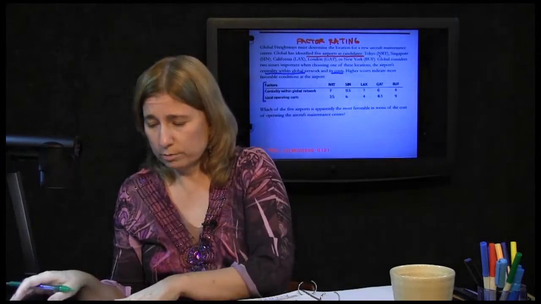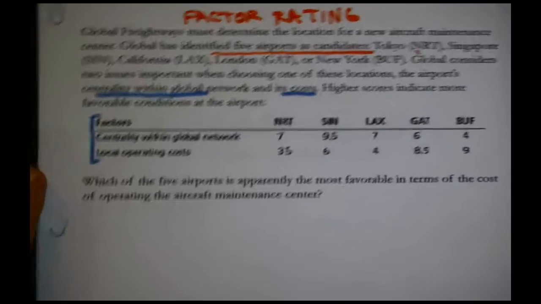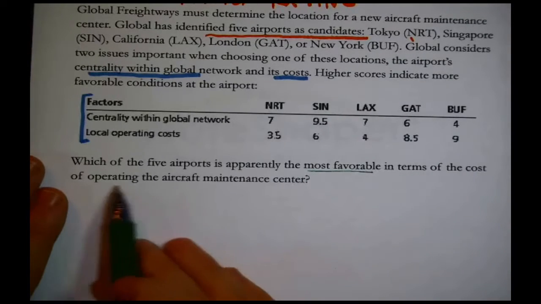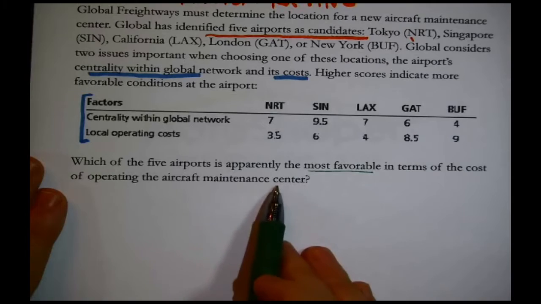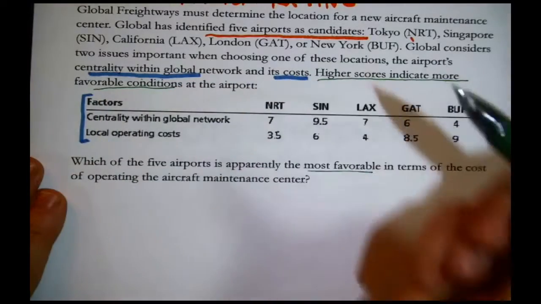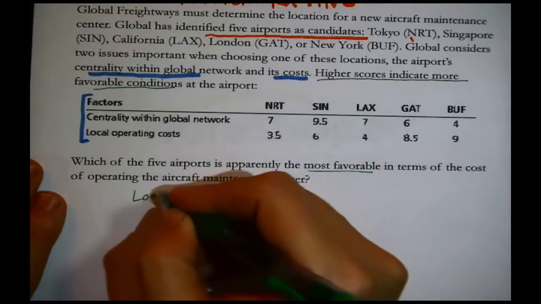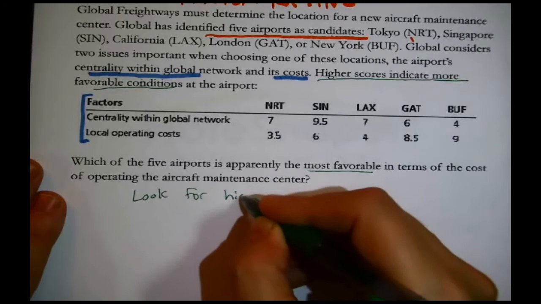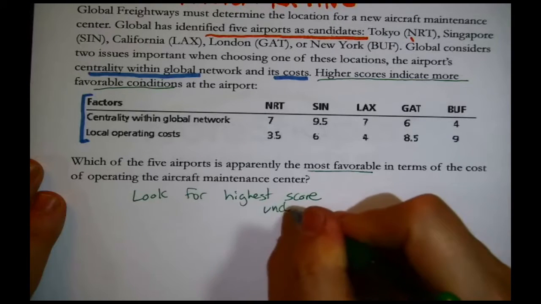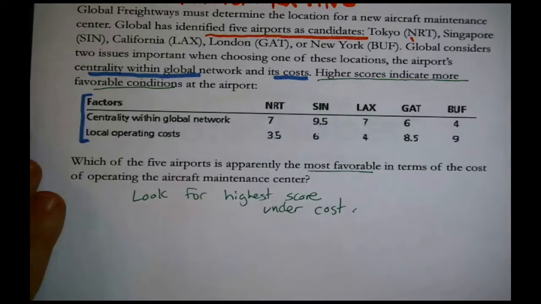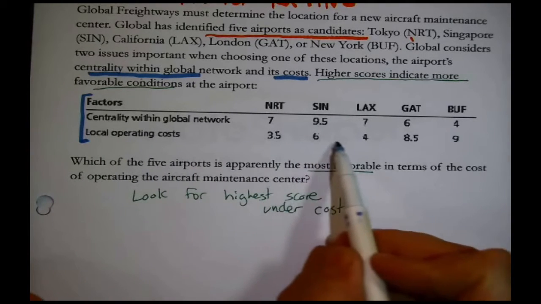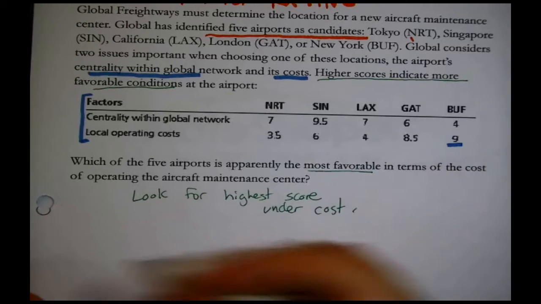Now, what are the questions? Which of the 5 airports is apparently the most favorable in terms of the cost of operating the aircraft maintenance center? Now, higher scores, we were told, indicate more favorable conditions. This simply means look for the highest score under cost. That's it. Okay. Highest score under, just make sure I'm looking at the right factor, cost. Here it is.